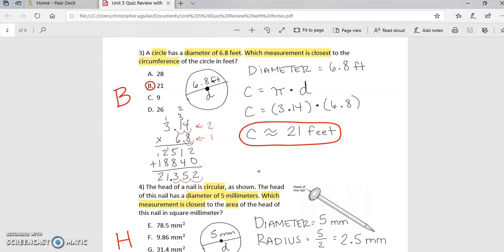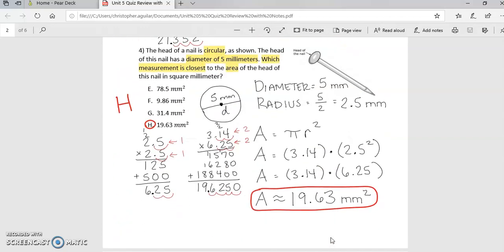But I have 2 decimals from the first number, 1 decimal from the second number, and so I move it back 3 spaces. And so my final answer is 21.352. This one has answer choices, and it says which measurement is closest. So the closest one to 21.3 is 21 as a whole number. So when you see those squiggly lines, it means the circumference is about equal to 21 feet. So this one would be letter B.